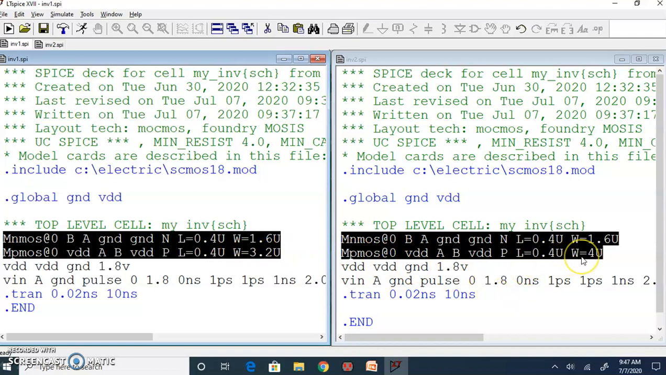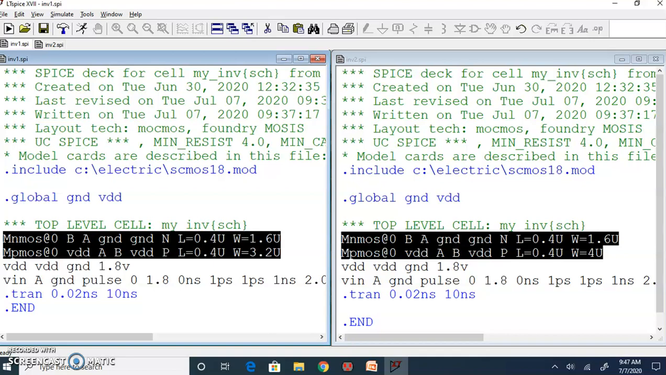You can also observe my second SPICE deck, that is inverter 2. This is considered for a W by L of NMOS as 8 by 2 and a W by L of PMOS as 20 by 2. That means only the PMOS W by L is changed. So you can observe that for my PMOS, L is 0.4 micrometer and W is 4 micrometer. Now I am ready to perform SPICE simulation.